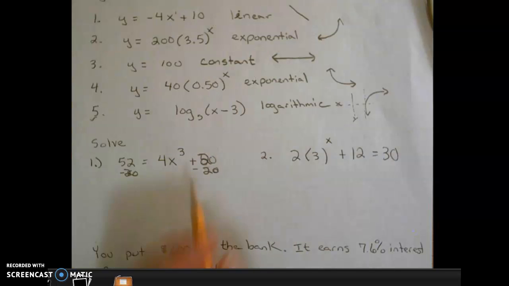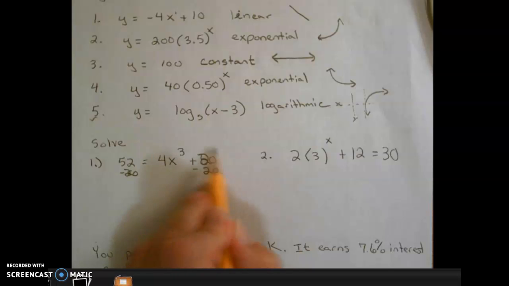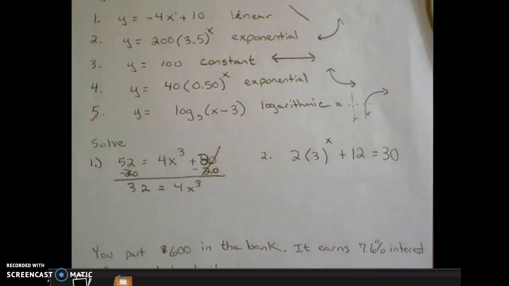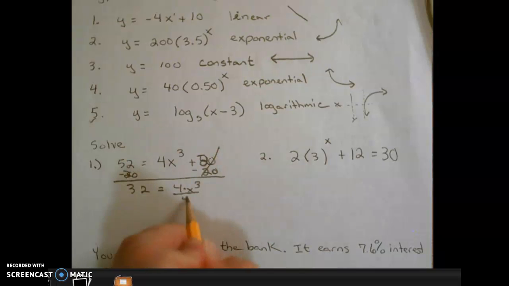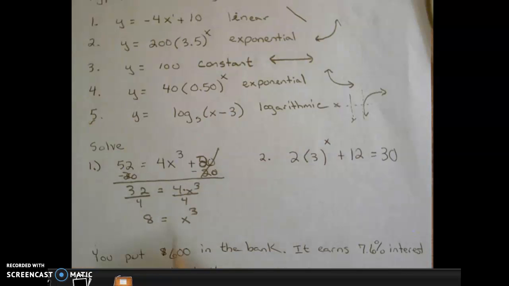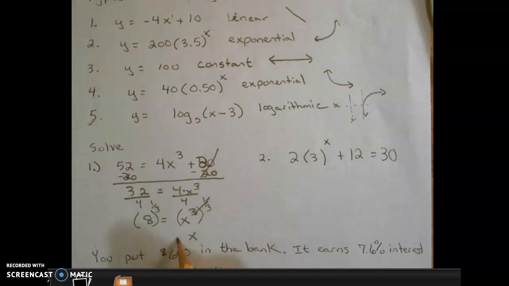Okay, so I fixed that problem. I noticed that I had the wrong constant here. It's supposed to be 20. So subtracting 20 on both sides. Okay, undoing multiplication next. And then finally, undoing cubic, which would be raising it to the reciprocal power on each side. We get x equals, and the cube root of 8 is 2.